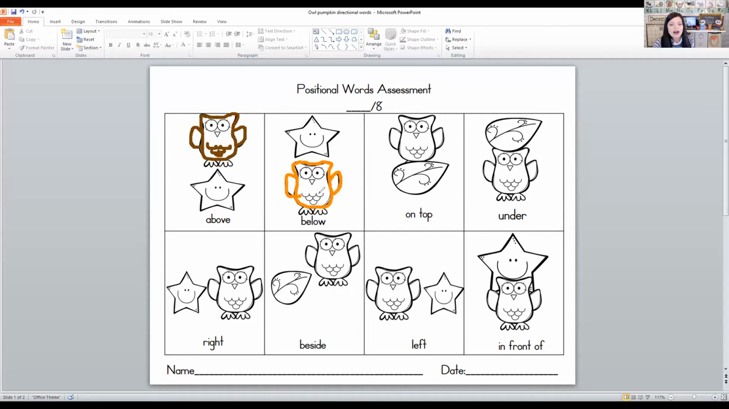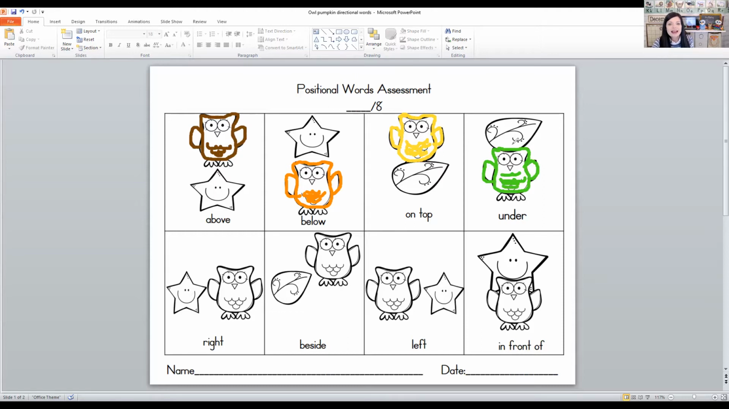Below. Good job. All right, let's color the next owl. This owl is on top of the leaf. Can you say on top of? On top of, good. The next owl is under the leaf. Can you say under? Good work. These are directional words, under.